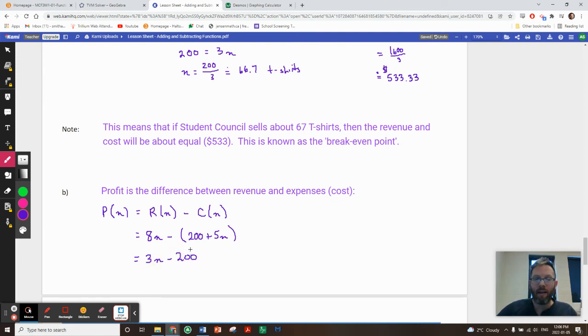All right, again, this makes a ton of sense. Let's think about this. What if we don't make any t-shirts at all? What if we don't produce any? We're not taking in any money. We've paid $200 to set up the machine, so we've lost $200. So our initial value here for profit, the lowest, we lose $200. And the 3n makes a lot of sense too, because it costs $5 to make a t-shirt. We sell it for $8. For every t-shirt, we are making $3 extra. So this profit function makes a lot of sense.